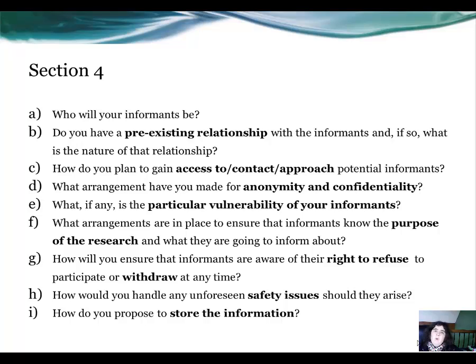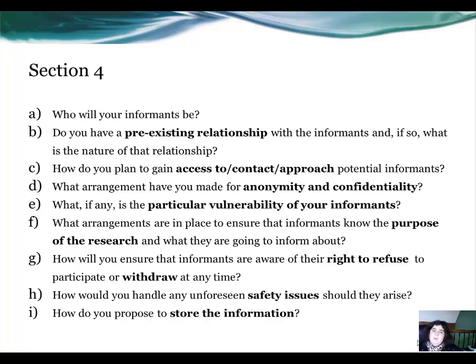The next is what, if any, is the particular vulnerability of your informants. It is not sufficient to put down none or no vulnerability. You need a little bit of expansion on this here. You should again just reflect back on your answer to A by saying that these are not vulnerable individuals, they are business professionals or knowledgeable in the field. However, if there are vulnerable informants, research will be stopped and guidance will be received from the supervisor.